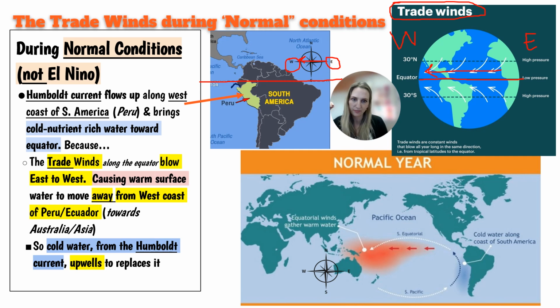Warm water isn't yellow. All this warm water that's usually over here is actually going to get moved away off the coast towards Australia, Asia area. And I'm going to call that Australasia, Australia and Asia. In this picture here, we have all of this warm water piled up over there, and that's because it was over by Peru, but it got pushed over. And that's because of the trade winds blowing east to west along the equator.